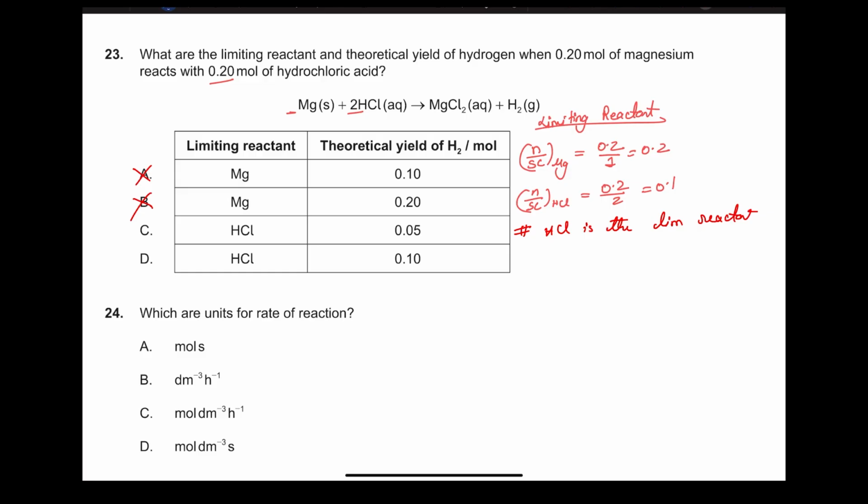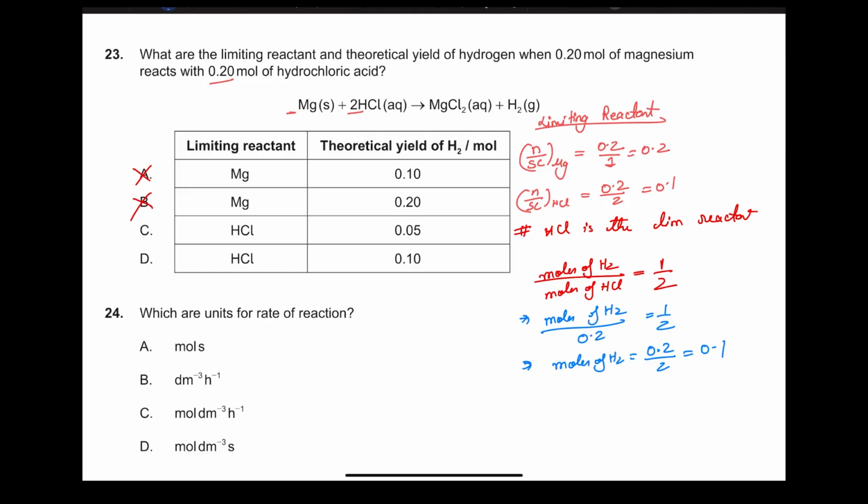Next, we have to find the theoretical yield of H2. So you have to find the moles of H2, right? Just write the molar ratio, moles of H2 by moles of HCl. Yeah, this will be 1 over 2. Correct. Then moles of HCl is known to us, which is 0.2. So moles of H2 will be 0.2 divided by 2, which gives you 0.1. So HCl is the limiting reactant, and theoretical yield of H2 is 0.1. Answer is option D.